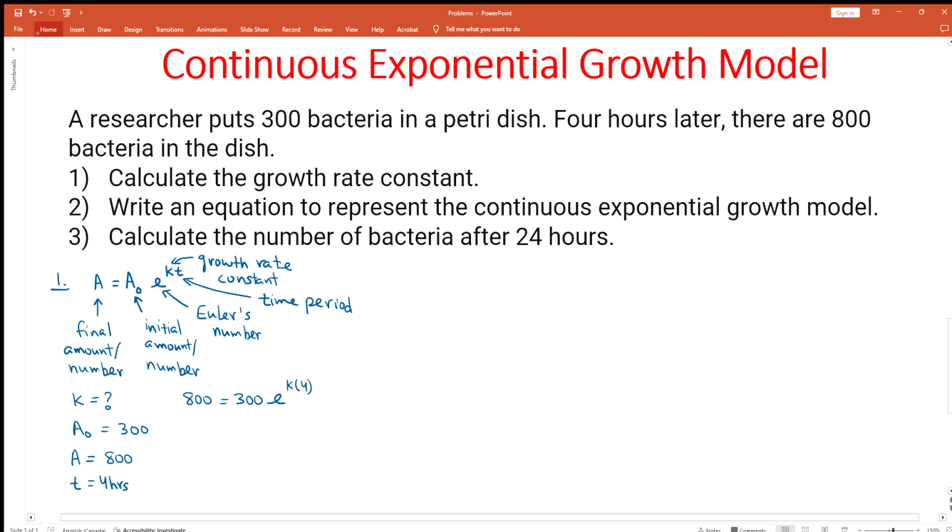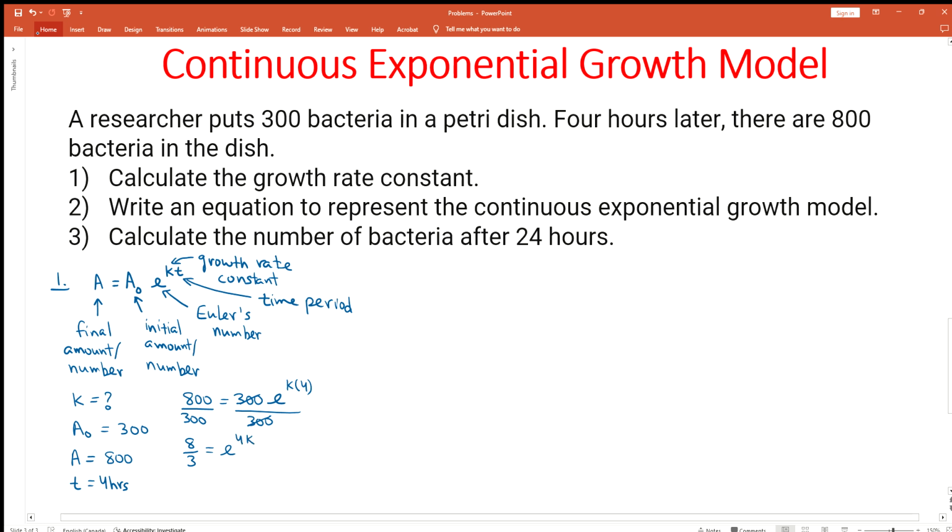We have to solve this equation to find the value of K. K is in the exponent on E. The first step is to get rid of the 300 with E. We should divide both sides by 300. 800 over 300 can be reduced to just 8 over 3. In the exponent, K times 4 is 4K.